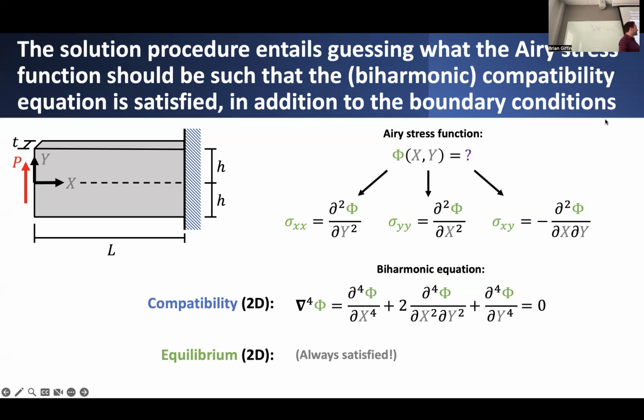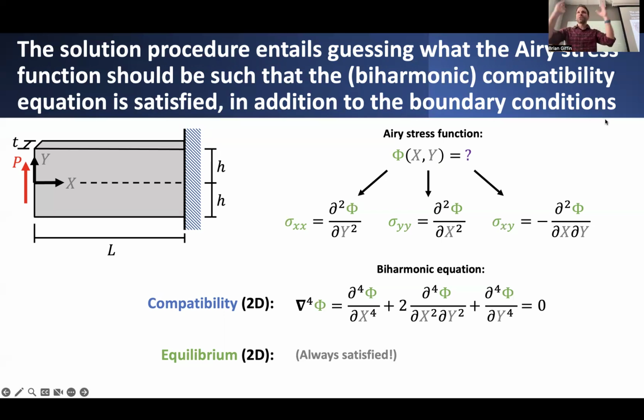The biharmonic equation is now nabla to the fourth of that function equals zero. They're kind of related concepts, but biharmonic equations show up in this particular case. So how do we approach this problem? How do we solve this problem?